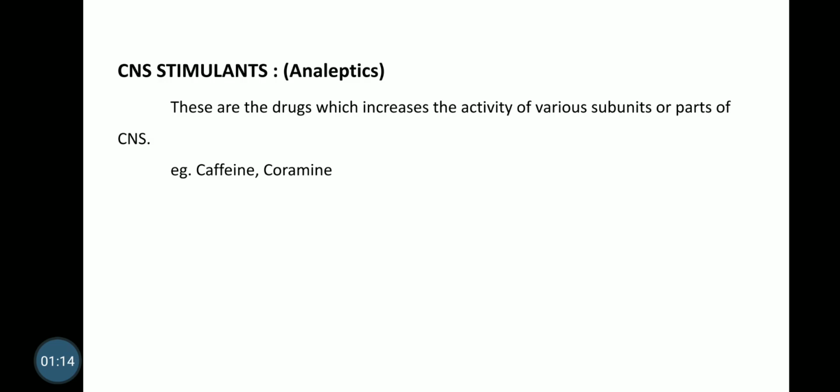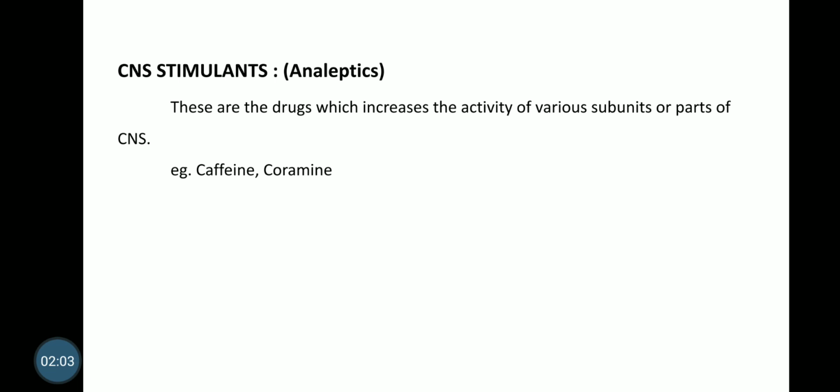The drugs which increase the activity of various subunits or parts of CNS are known as CNS stimulants. Parts or subparts: we have seen in the introduction that CNS consists of two important parts, one is brain and second spinal cord. We have seen the subunits of brain also, like thalamus, hypothalamus, medulla oblongata, etc. These drugs are going to increase the activity, the function, of the parts and subparts of your CNS. Hence they are known as CNS stimulants, or they are also known as analeptics.